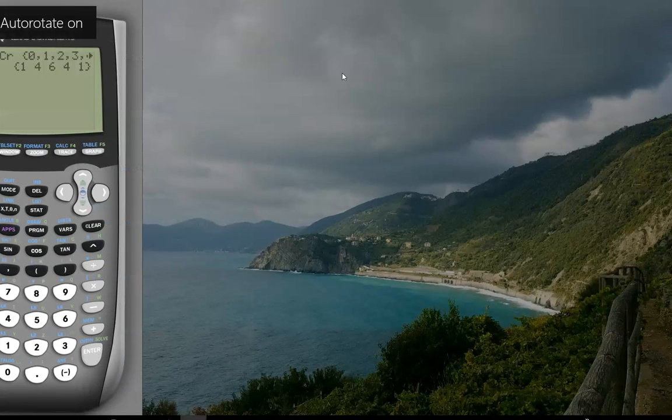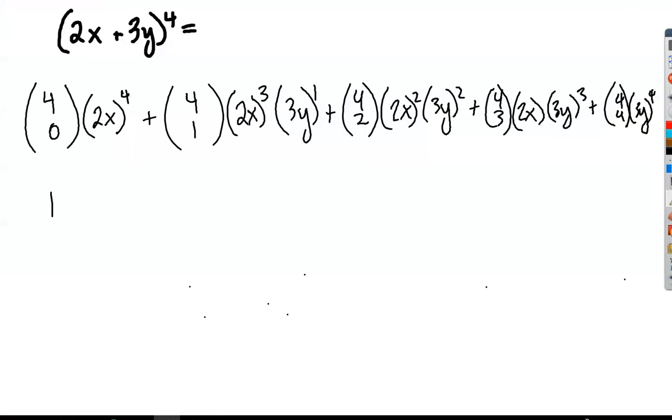All right. Oops, does not want to come back. There we go. So this is 1, this is 4, this is 6, this is 4, that's 1. All right, now let's fill in what we've got. Make sure, the biggest mistake people make here is they don't do the power for both pieces. So like this is going to be 2 to the 4th. So 16x to the 4th. Then you've got that 4. Then we've got 8x cubed times 3y.